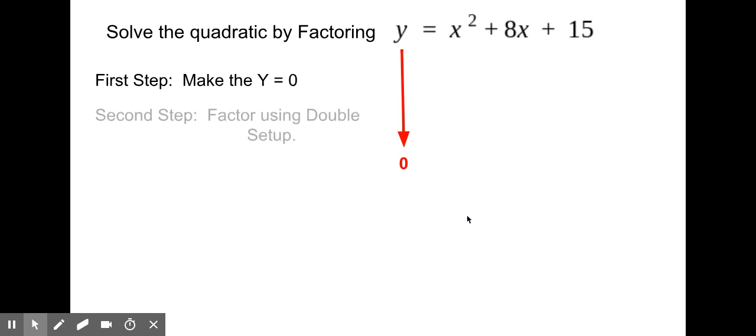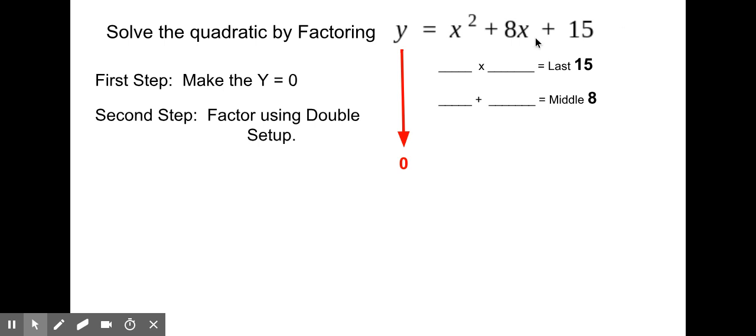Step number 2, factor using the double setup. What is the double setup? The double setup is just a little formula you use on every problem that looks like this. It goes something like this. Something times something equals the last number. Something plus something equals the middle number. In this problem, the last number is 15 and the middle number is 8.